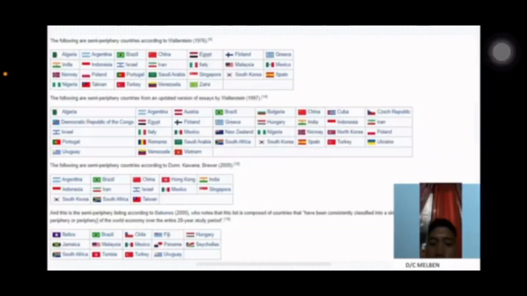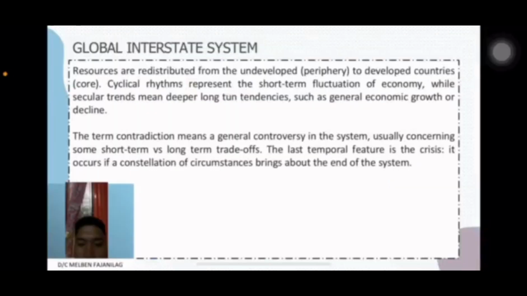So right here below us you can see the list of the semi-peripheral countries. So we have Algeria, Argentina, Brazil, China, Egypt, Finland, Greece, India, Indonesia, Israel, Iran, Italy, Malaysia, Mexico, Norway, and so on. Resources are redistributed from the undeveloped periphery to developed countries.